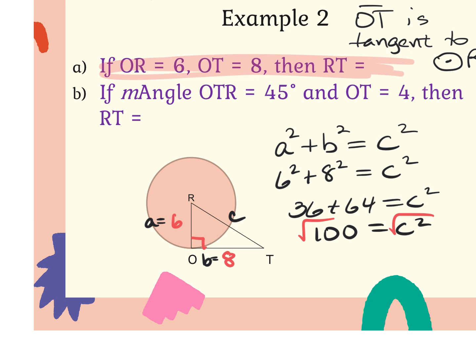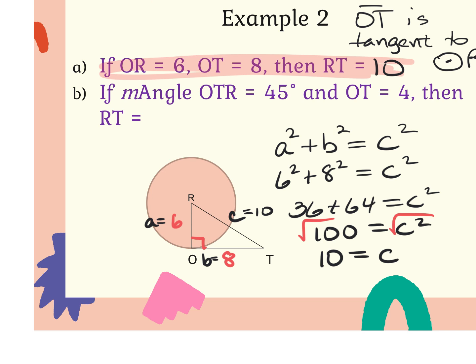Now, what we saw in our little algebra review, technically when you use this square root method, you should be getting both positive and negative 10. But we don't want a negative hypotenuse. So the only answer we're going to keep is the positive 10. So the length of RT is 10. Again, if you recognize this 6, 8, 10, it is a common Pythagorean triple, and then you wouldn't have had to do the Pythagorean theorem.